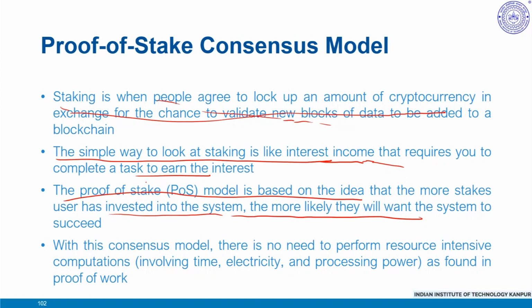So to summarize this proof of stake mechanism, with this kind of consensus model, there is no need to perform resource intensive computations which involve time, electricity and processing power as you find in proof of work. Because this consensus model utilizes fewer resources, some blockchain networks have decided to forego a block creation reward. So these systems are designed so that all the cryptocurrency is already distributed among users rather than new cryptocurrency being generated at a constant pace. And in such systems, the reward for block publication and block verification is usually the earnings from transaction fees.